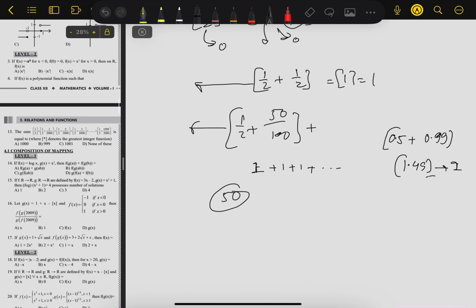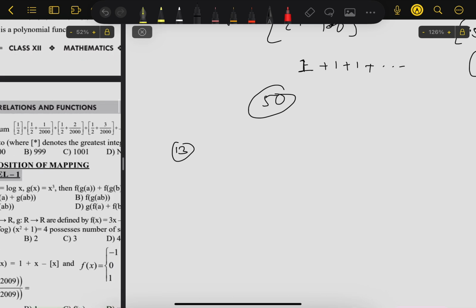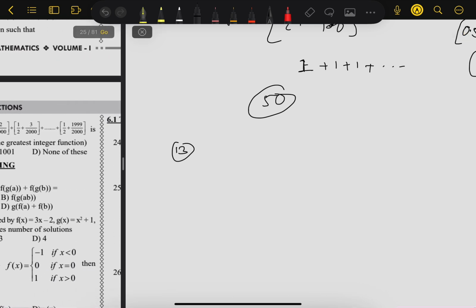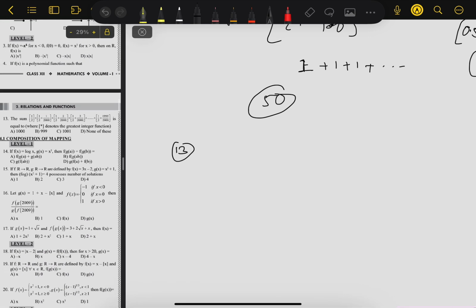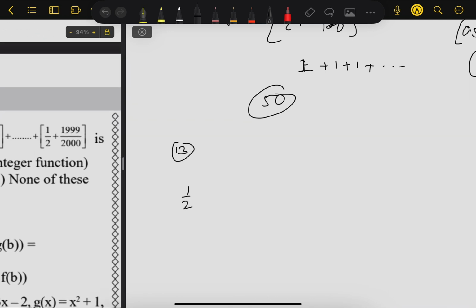Now next one, question number 13. In question number 13, again the same type of problem is given, but it is 1999 divided by 2000. So the same type of problem is there, just you need to take a look here. This is 1 by 2 plus 19 by 2. If this number is greater than 2, then its box value will be equal to 2. So this only you need to take care of, when it is 2, when it is 1, when it is 0. So add all these terms, you will get the answer.